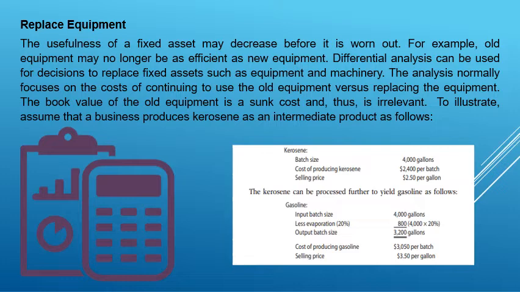To illustrate, let's assume that a business produces kerosene as an intermediate product. We have here the data below. The batch size is, let's say, 4,000 gallons. The cost of producing kerosene is $2,400 per batch, and the selling price would be $2.50 per gallon.